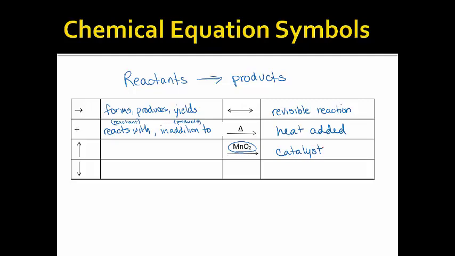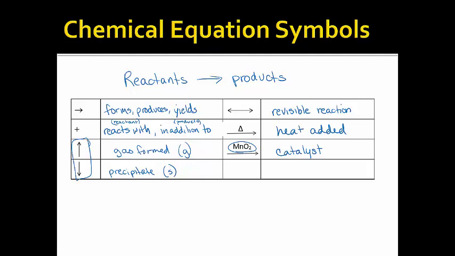Now on this side, we've got two. We've got the up arrow and the down arrow. So the up arrow indicates that gas is formed, but we're not really going to use that. We're just going to use the G to show that. And the down arrow would indicate that a precipitate is formed. But again, we're not going to use that. We're just going to use the S. So we are not going to really use these too much. But again, they are possible. You could see them in websites and things like that to indicate a gas or a precipitate.